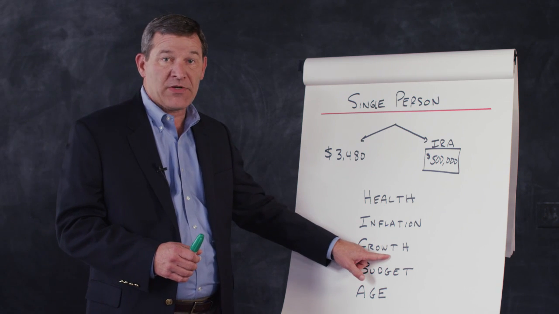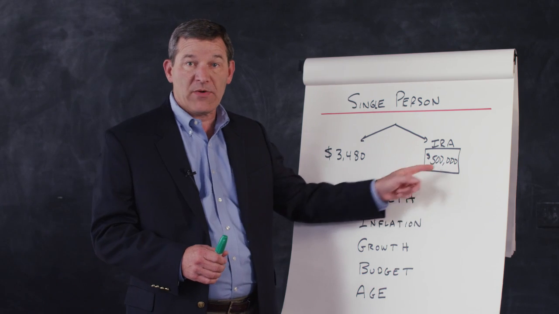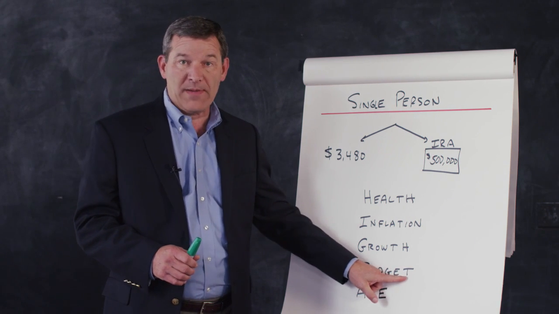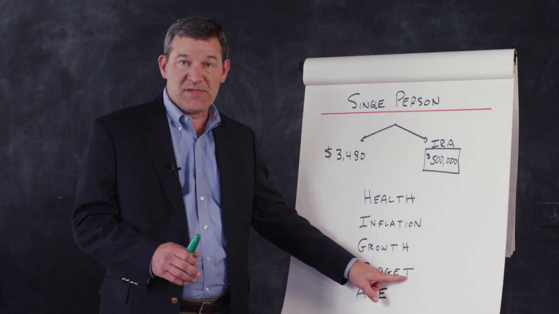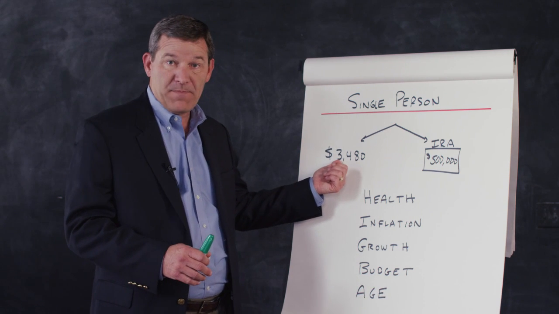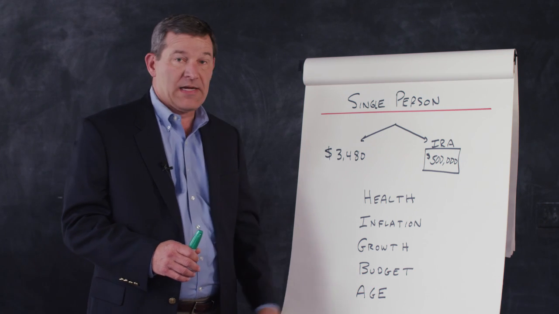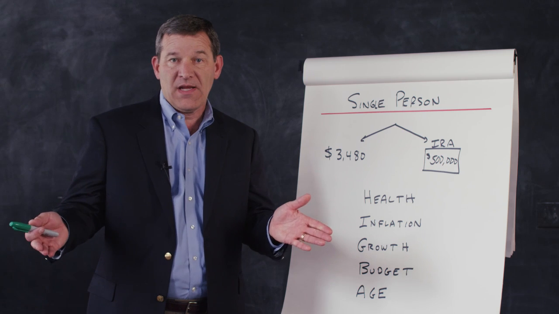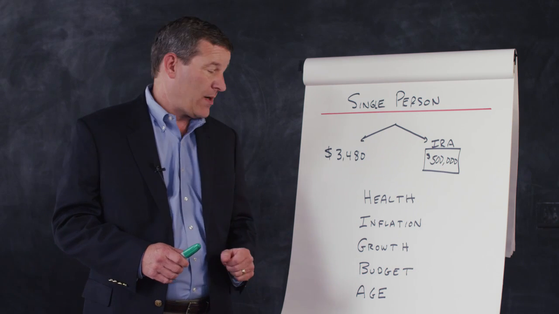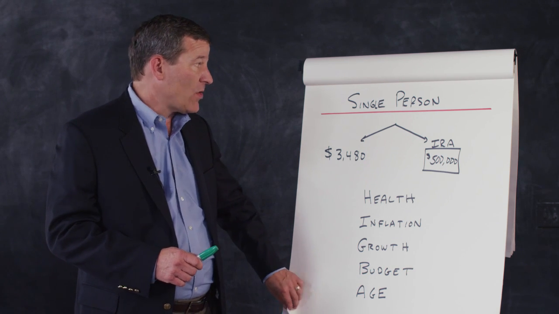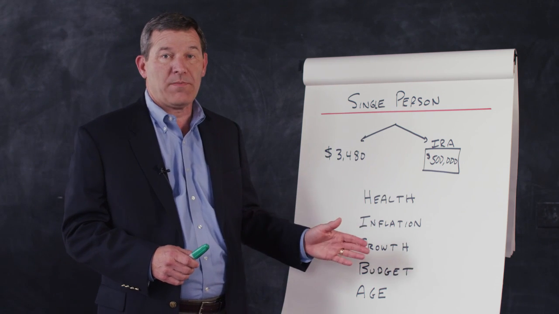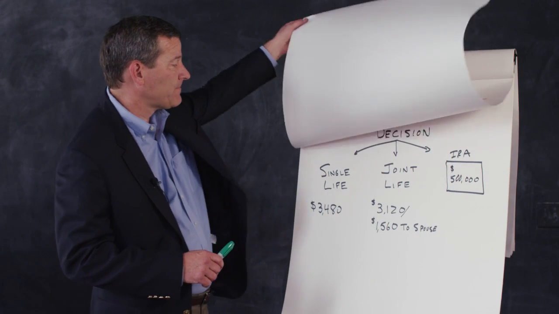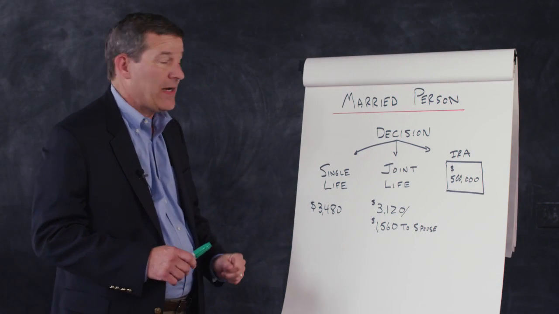Growth, again, is a factor. If you think you can invest the money at better than 5%, the IRA would be a better choice. If you think you're poor at budgeting and you might mismanage your own retirement, the monthly pension might be better for you. And then, of course, your age at retirement has a factor because of the number of potential retirement years left. So those are all the factors that a single person would put into the mix relative to their choice. Now let's take a look at a married person.